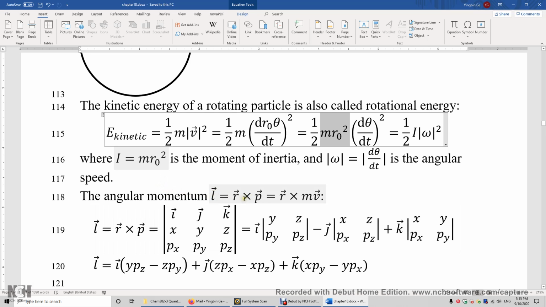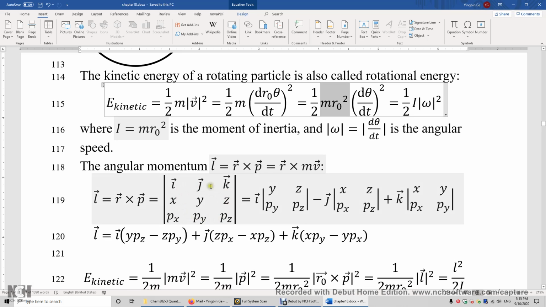L is R cross product P, or R cross product MV. How do we get the cross product of 2 vectors? We'll have to use a determinant here. The first row, i, j, k, are the unit vectors in the x, y, and z directions. The second row are x, y, and z, the 3 components of R. The third row is px, py, pz, the 3 components of P.